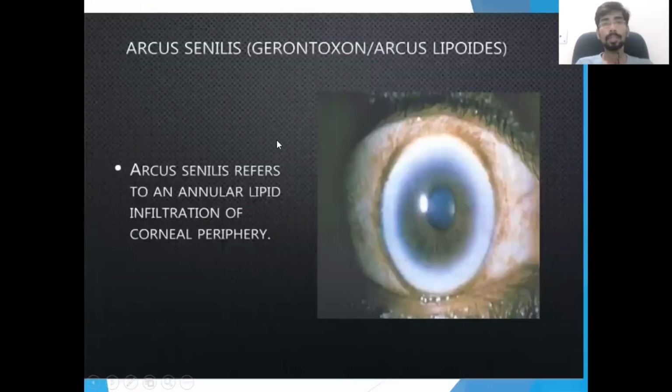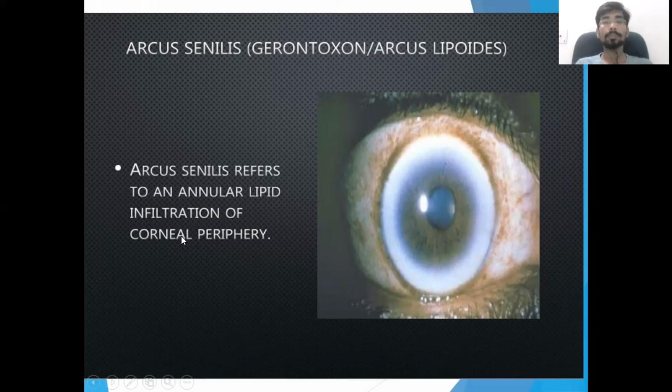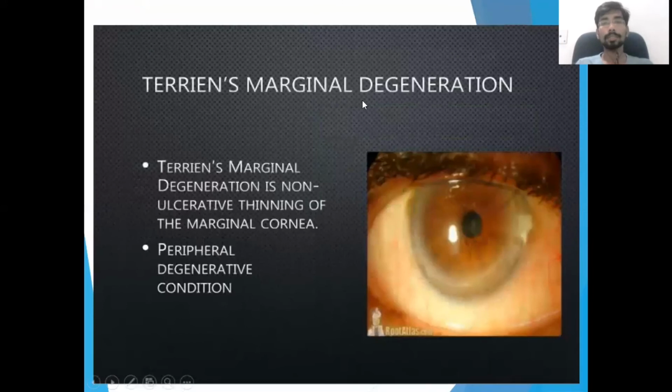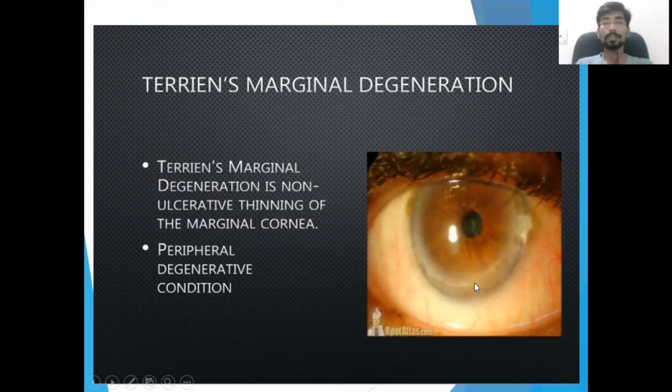Next is corneal degenerations. Arcus senilis, or gerontoxon, or arcus lipoides, refers to annular lipid infiltration of the corneal periphery. Here the corneal periphery has lipid infiltrations. Next is Terrien marginal degeneration, which is non-ulcerative thinning of the marginal cornea. So it is peripheral degeneration of the cornea. There is no ulcer, but thinning of the cornea is there.